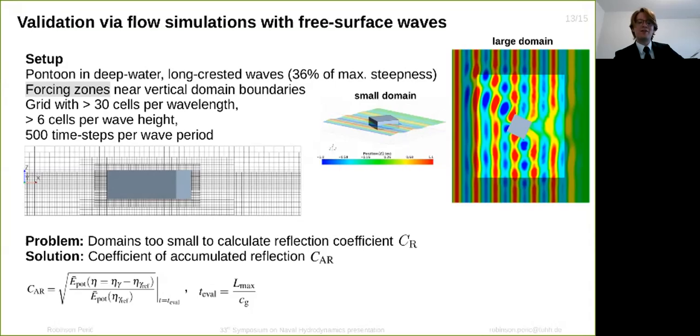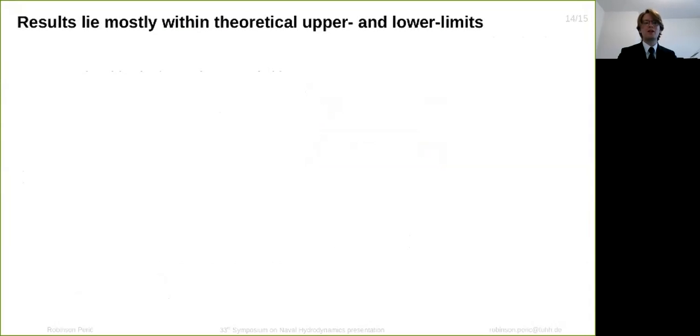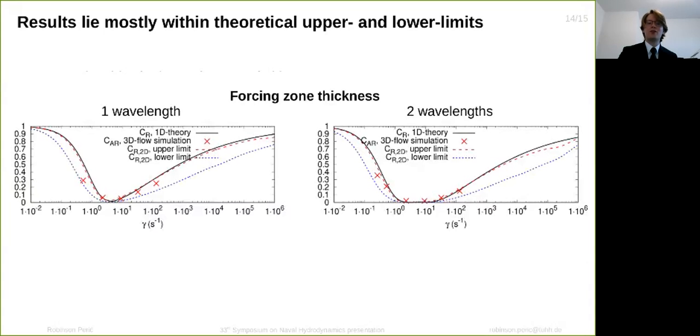And this has to be evaluated at a suitable time. Here would be the time that the wave energy needs to travel once through the whole domain. This is, of course, an approximation, but especially for smaller reflection coefficients like 20% or less, this will give like 1 or 2% uncertainty, hopefully. And if we now plot the results, we find that, again, they lie within theoretical upper and lower limits.